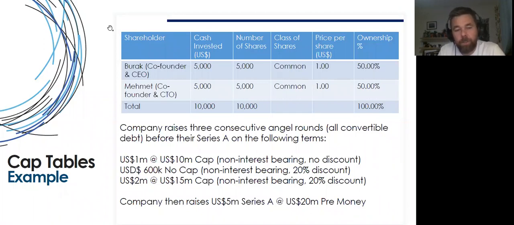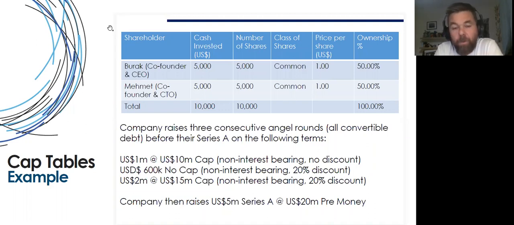The second was a bridge round of 600,000. It had no cap, but had a discount. And then the final round prior to your Series A was $2 million. It had a $15 million cap and also had a discount at the same time. So the reason I've made these is to see what the impact of those angel rounds, when they're convertible notes, is on your cap table, because it's a slightly different calculation from a straight equity round.